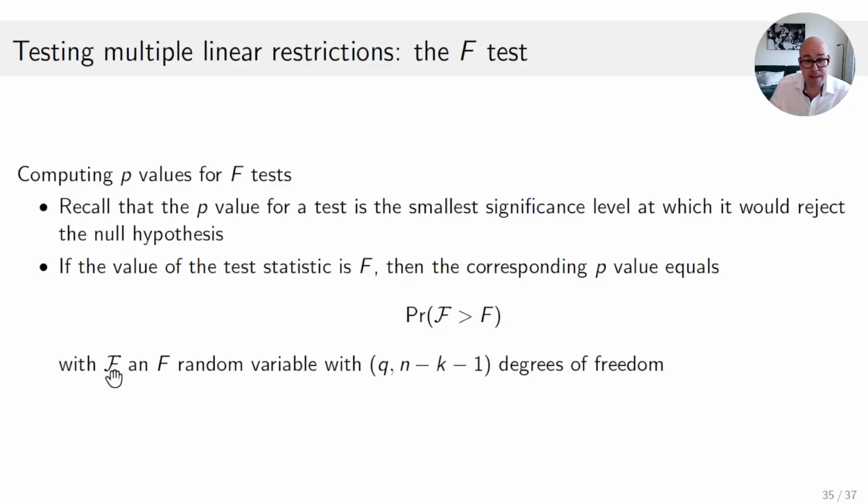This test statistic in general is the script F random variable, and that follows an F distribution with parameters q and n minus k minus 1 degrees of freedom. So you can actually calculate that. What you need to do is to use the table and look up the actual value of the test statistic that you get.